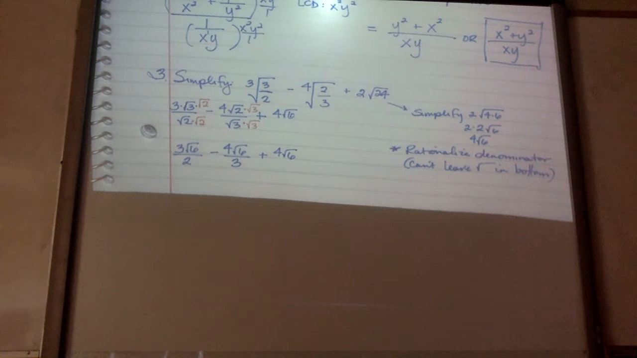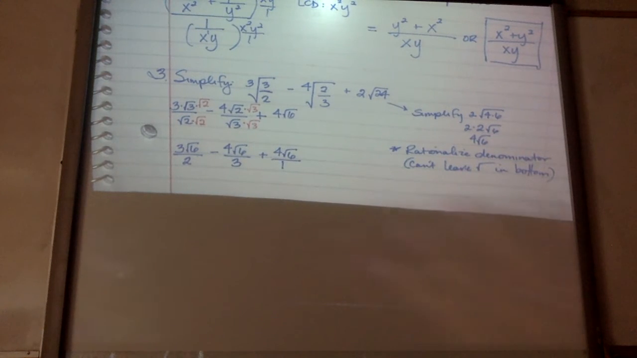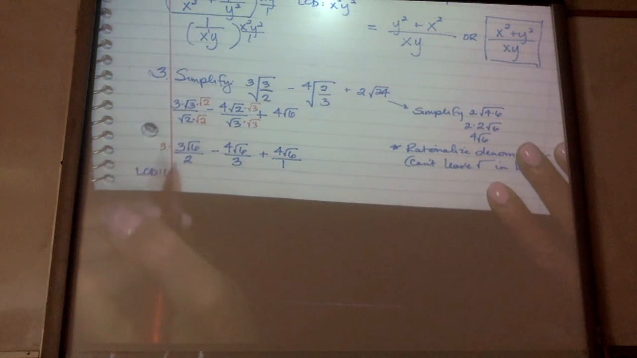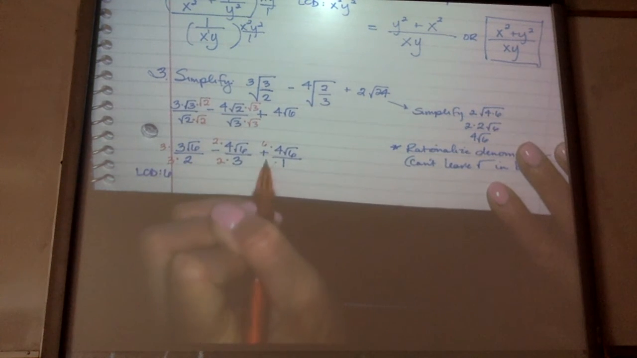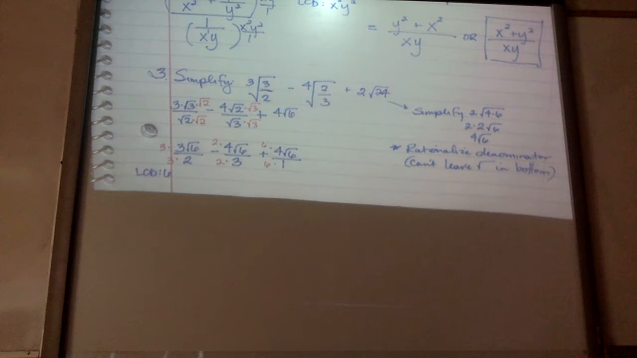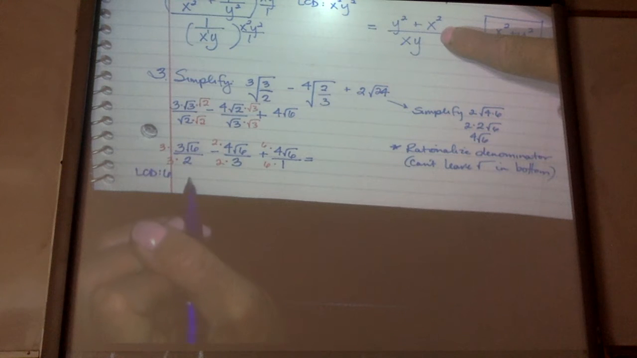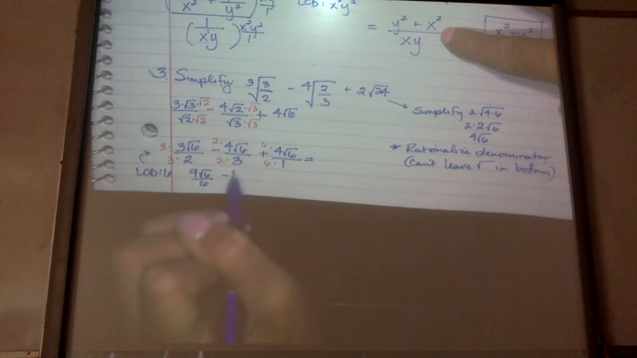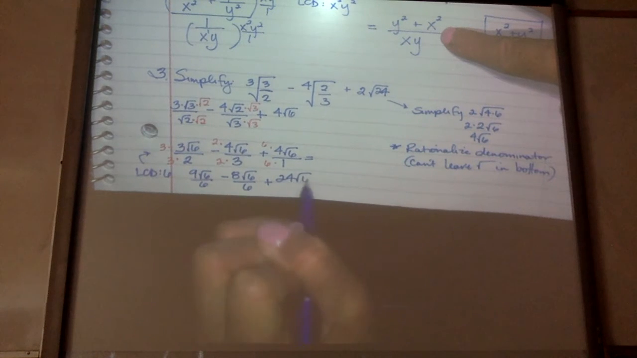All right, so from here, what can I do? Well, I can do a couple things, and I'm going to actually combine these by creating a common denominator. So the common denominator here is 6. So I'm going to multiply this by 3. I'm going to multiply this by 2. And I'm going to multiply this by 6. Okay. So here we go. That gives me 9 root 6 over 6 minus 8 root 6 over 6 plus 24 root 6 over 6.